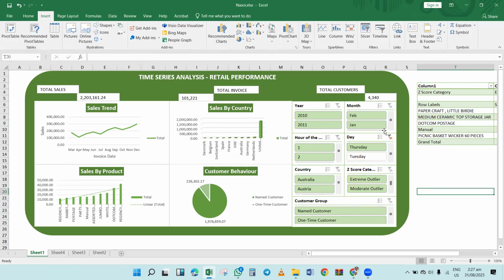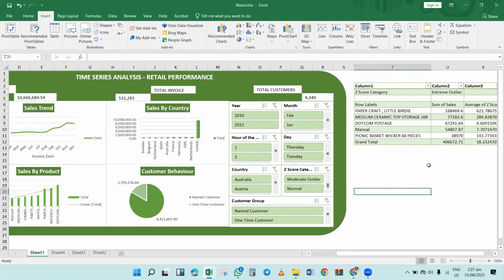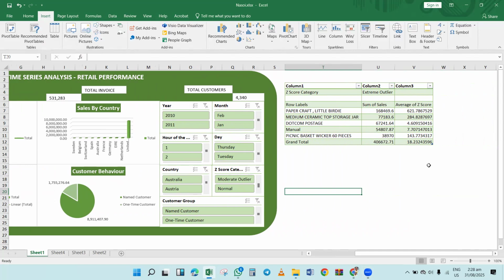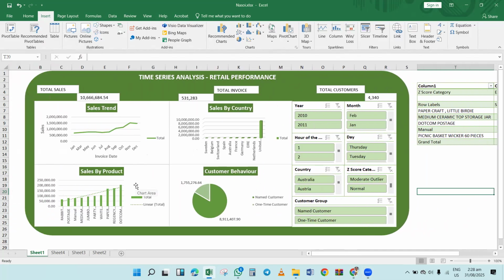There's something else we have here, which is our Z-score. With our Z-score, we grouped the items into extreme outliers, moderate outliers, and normal. I have a little table here, maybe not so organized, but it shows us our extreme outliers, and they include the paper craft, medium ceramic, .com, manual. These are products that have extreme outliers that can also affect our data set. It's not negative in any way, but we can also look at those products.